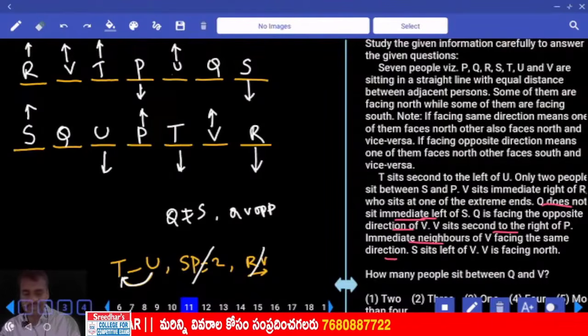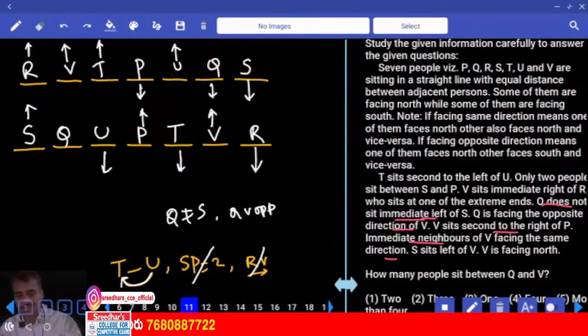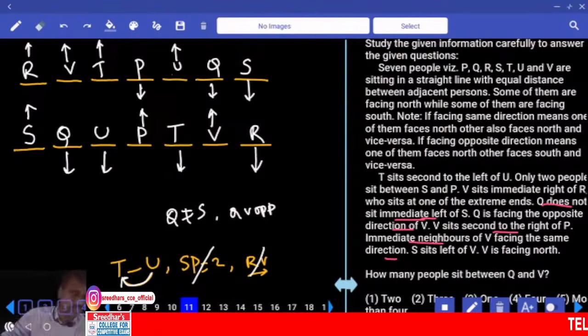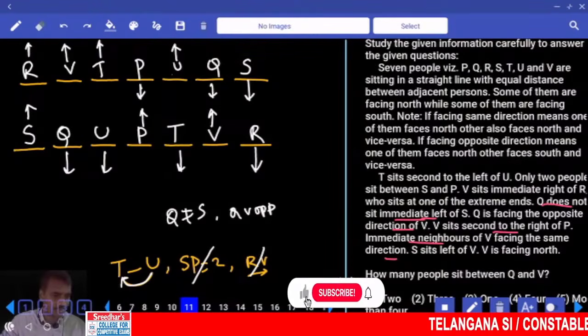Then if U is facing south, what is the other information we have? Q and V are opposite. V is north, Q is south. Here V is north, Q is south. Is any information invalid? Yes. What is that one?